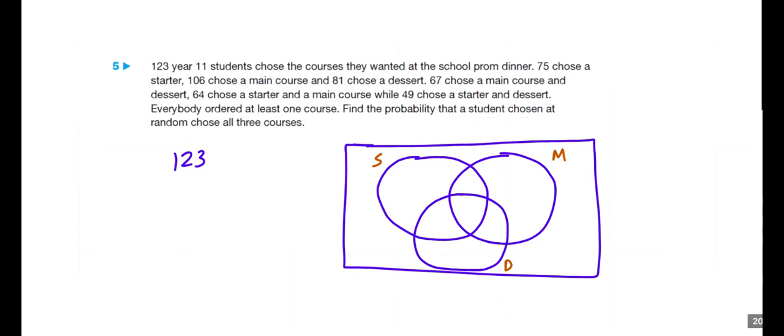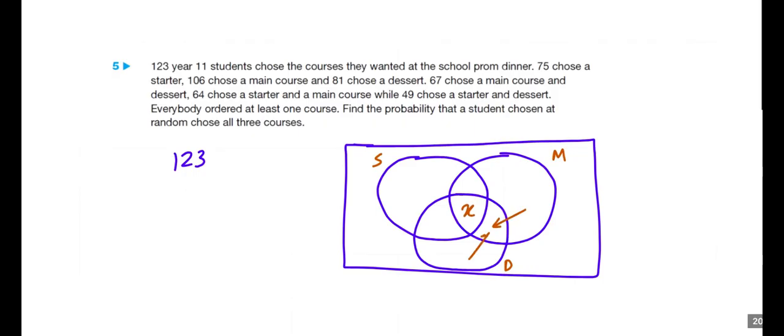So they have not given us this. Let's call it X then for now, because we don't know how many people chose all three. So that's X. Now, we know that 67 people chose a main course and a dessert, which means that there are 67 people in this area. Main and dessert. Is that clear? So 67 in main and dessert, but that includes the X. So how many people are in just main and dessert?